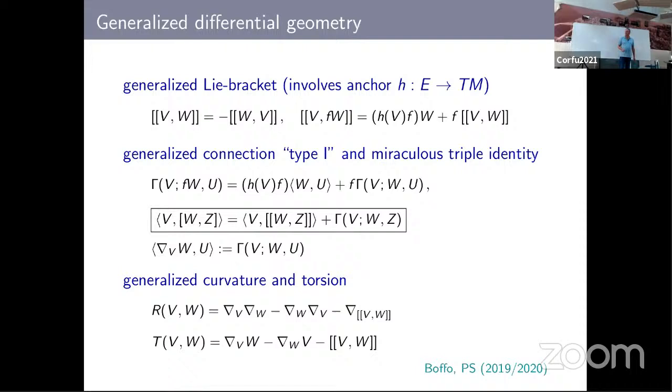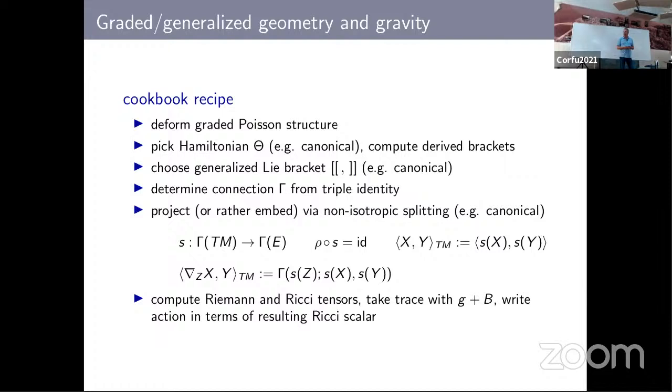Right, now we've got everything that we need to write down effective actions and gravity actions. So that's, in fact, the cookbook recipe. You pick your favorite graded Poisson structure and deform it using the ingredients that you want, like a metric, B-field, or fluxes, and so on. You pick a Hamiltonian, and typically you just use the canonical one, or if you like, you can add fluxes here too. Choose a generalized Lie bracket, and in all cases that we looked at, there was a canonical choice.